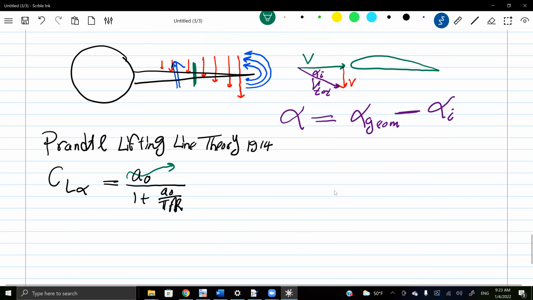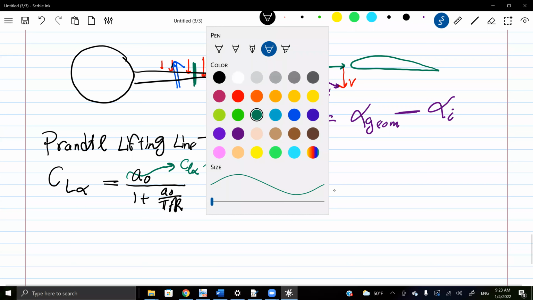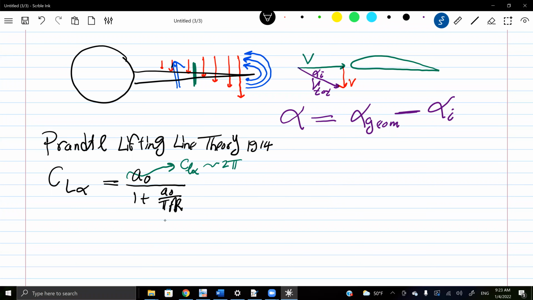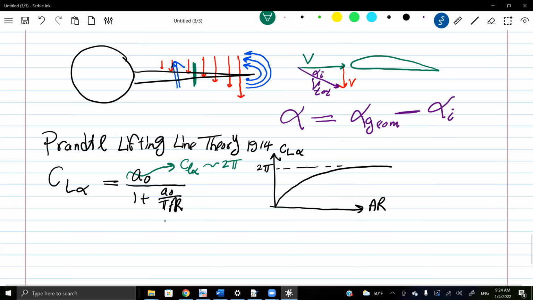not given, like I said before, CL alpha. So little l for two-dimensional, large L is for the three-dimensional. So this is 2 pi. So aspect ratio infinite is a two-dimensional wing. So this is CL alpha. It goes like this. So this asymptotic value is 2 pi. And once you have any finite aspect ratio, you lose a little bit. Okay.